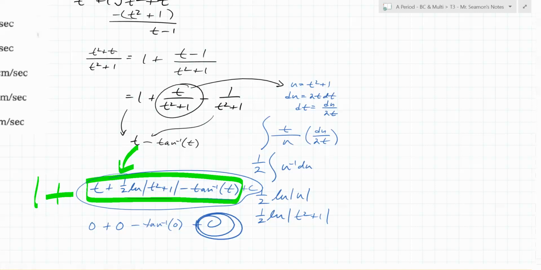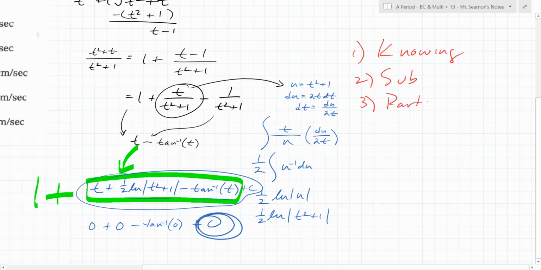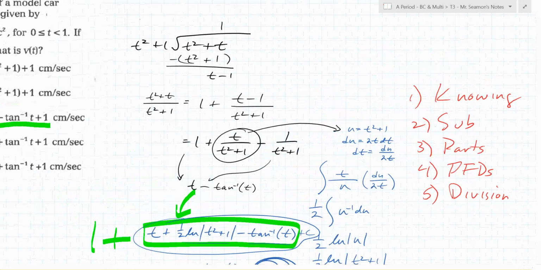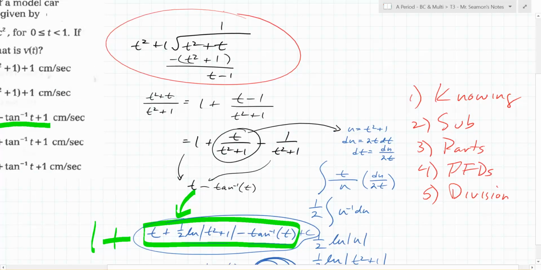The point, which I think is the most important part of this question, is yes, there's 4 ways or so to integrate right now. There's just knowing it, right? Looking at it and being like, oh, the answer's 7. Then there's substitution, and then there's parts. There's PFDs, so 5, and then there's division. Like if you did not do this division to begin with, you're stuck. Like I tried to factor it or find some creative thing, got lost.